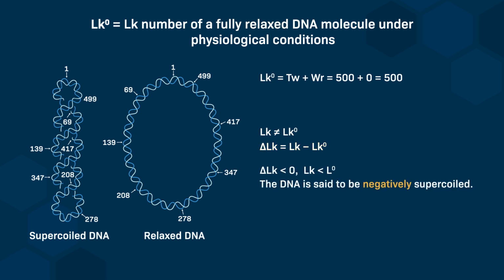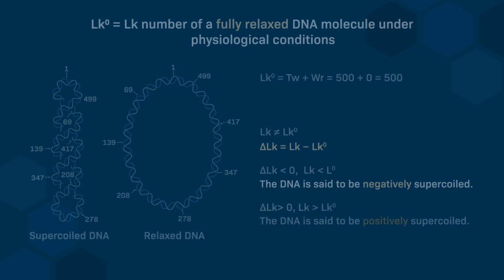By convention, if delta LK is negative, indicating that LK is lower than L0, then the DNA is said to be negatively supercoiled. Conversely, if delta LK is positive, meaning LK is larger than L0, then the DNA is positively supercoiled. Supercoiling induces bending and torsional deformations of the DNA molecule.